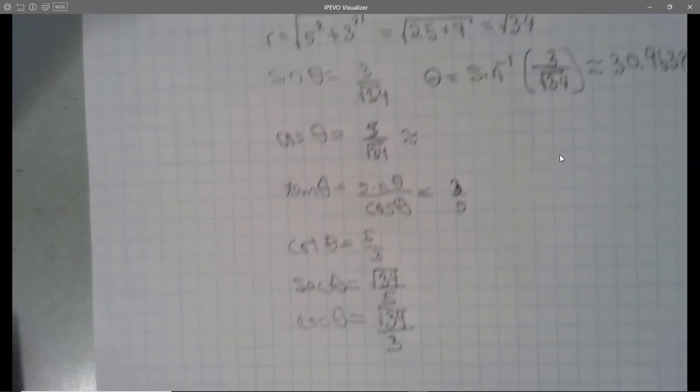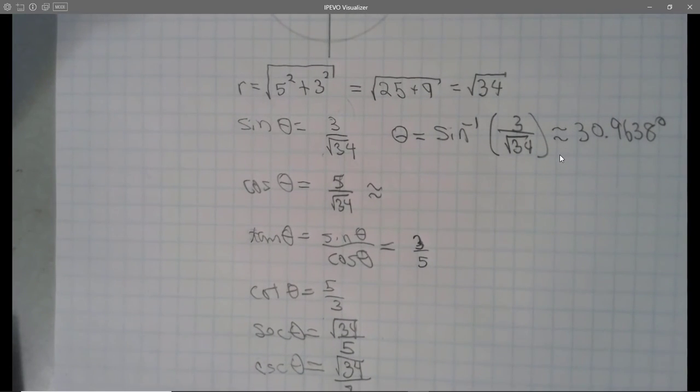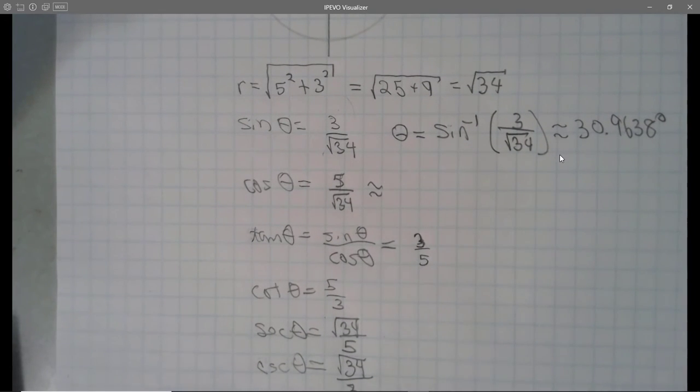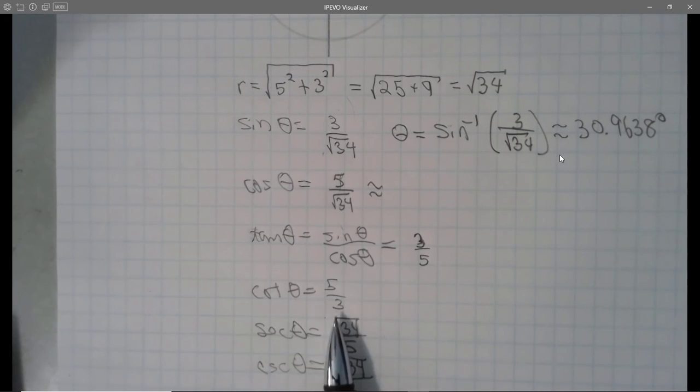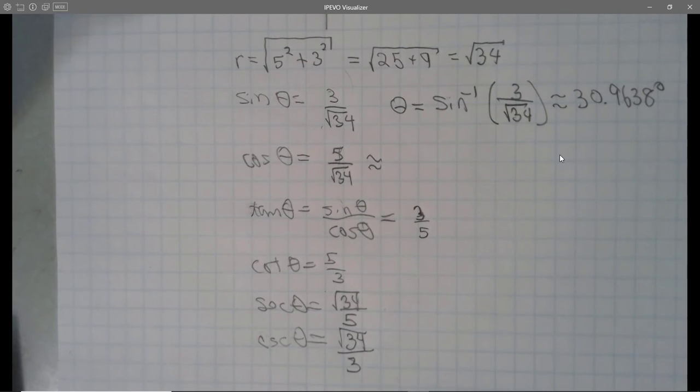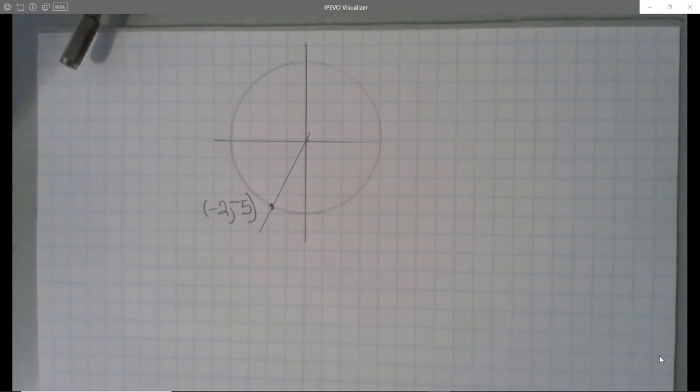So the key here is to get the sine and the cosine, and then to know these ratios. The tangent, sine over cosine, cotangent, cosine over sine, secant, 1 over cosine, cosecant, 1 over sine. Those should be committed to memory because you use them so frequently.